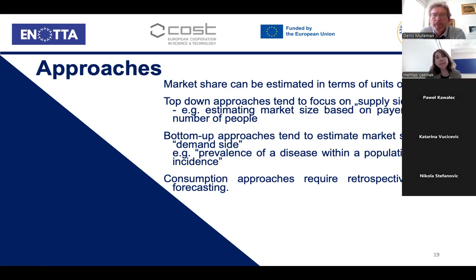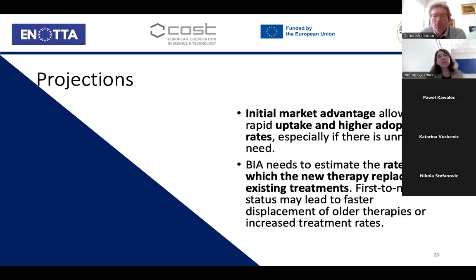And we should get data related to the consumption characteristics, and then go with the projections and forecasting. Initial market advantage allows for rapid uptake and higher adoption rates, especially if there's unmet need.